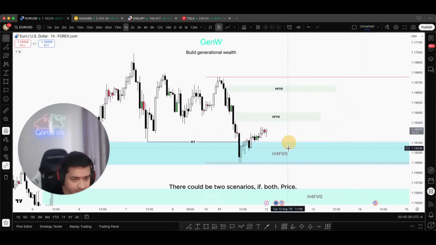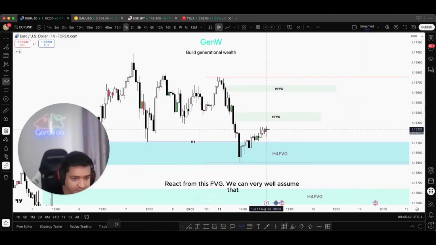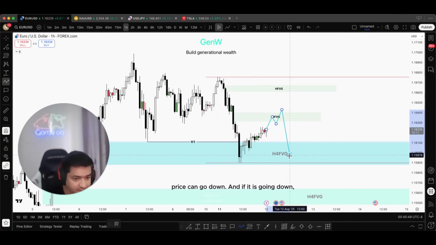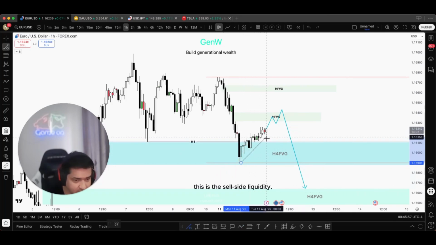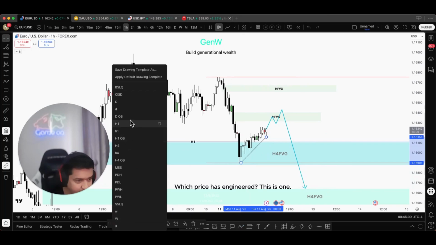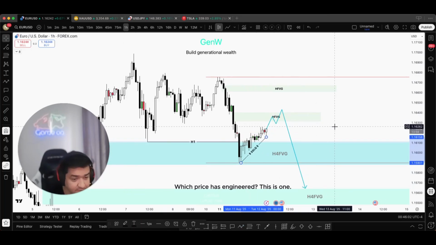Now, what are the chances for today? There could be two scenarios. If price reacts from this FVG, we can very well assume that price can go down. And if it is going down, then we know that this is not the destination, then this is the destination, and this is the sell side liquidity which price has engineered.